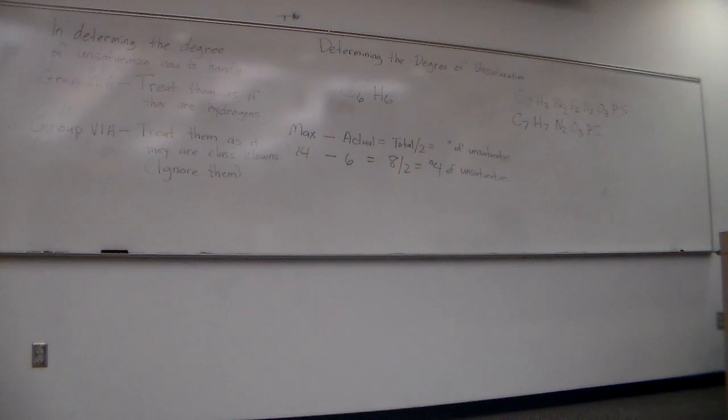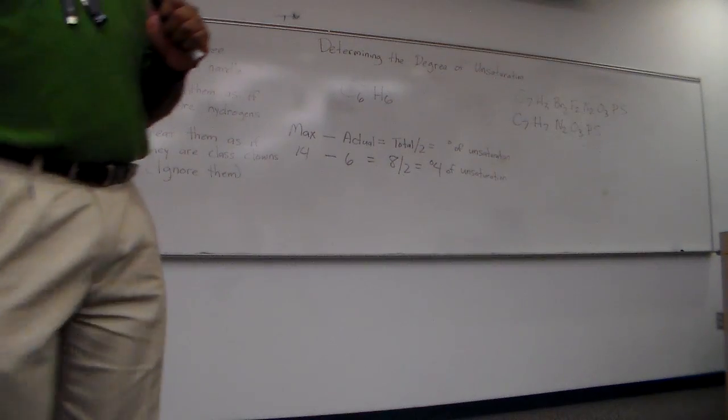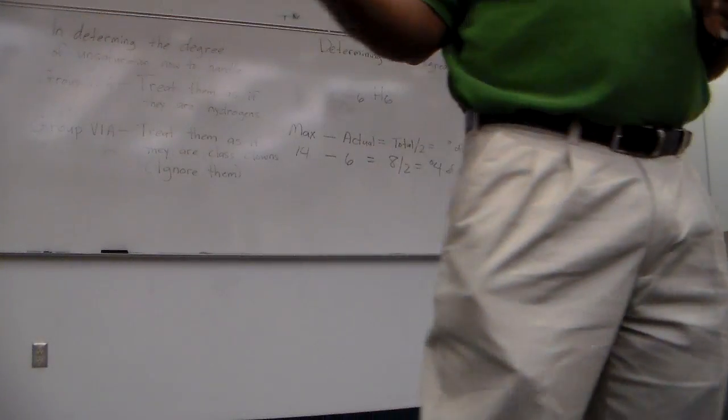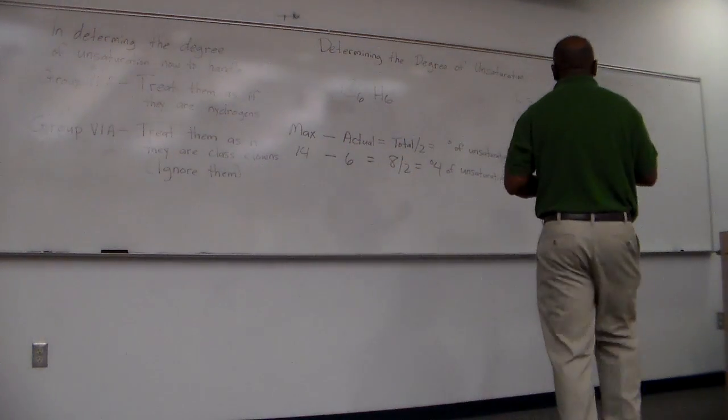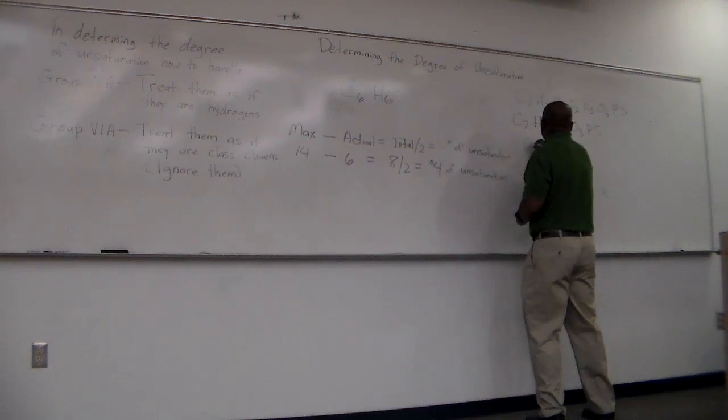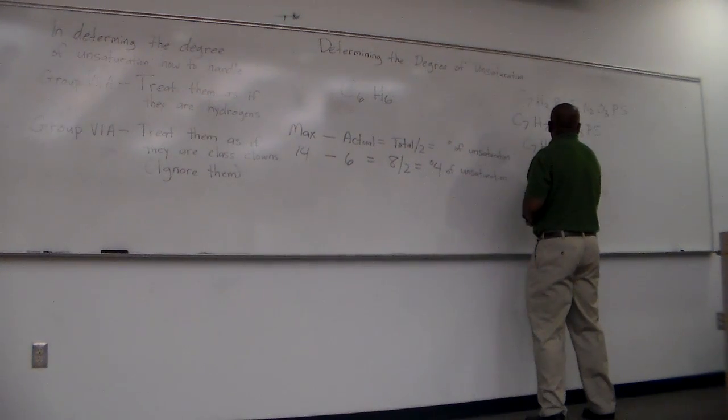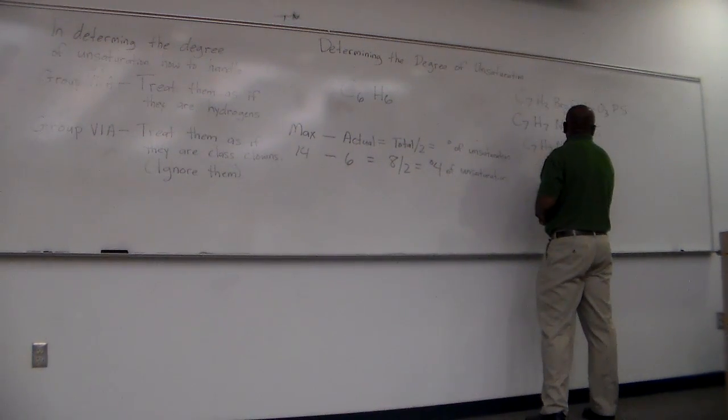So what are my group 6 elements? Oxygen and sulfur. We can rewrite the whole formula and just ignore oxygen and sulfur as far as the degree of unsaturation goes. So this now becomes C7H7N2P.